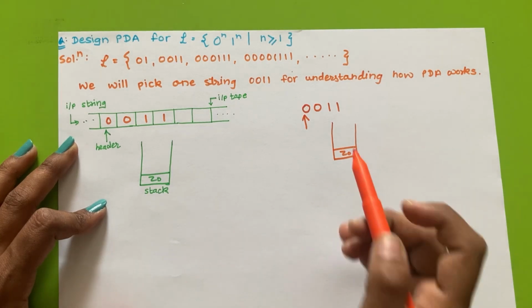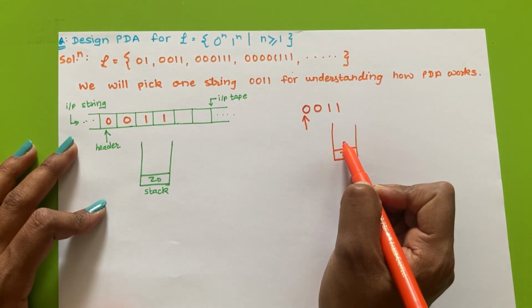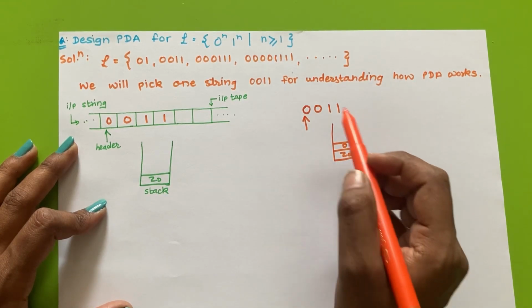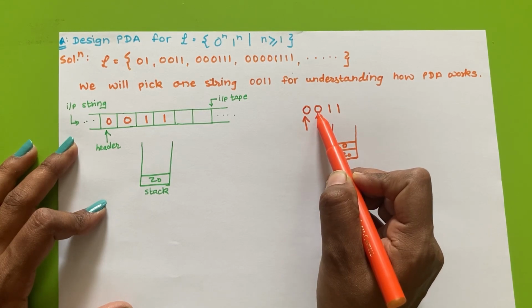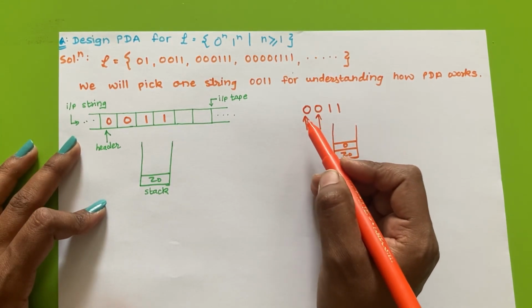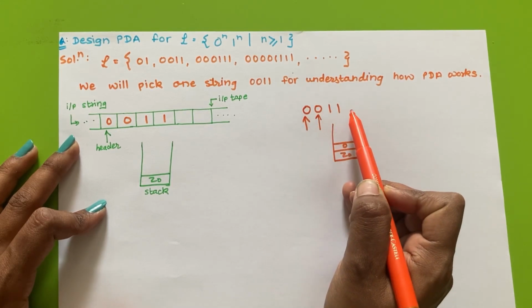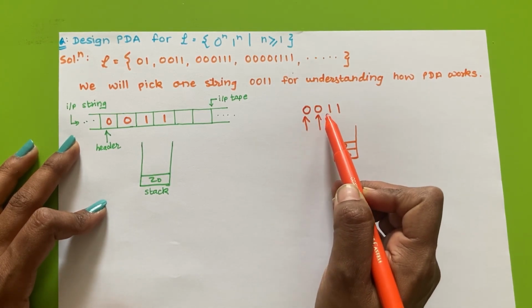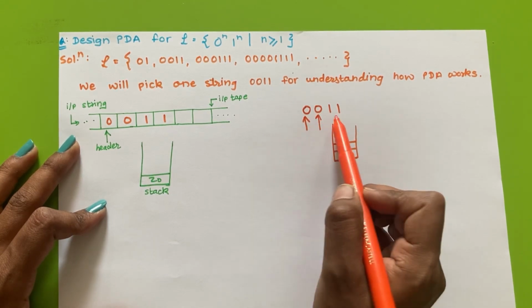Same is the case here. First I read this input, then I push 0 onto the stack, and then I move the head right by one cell. Now my head is at the second 0, which means I have finished reading the first 0. I want to check that the number of zeros equals the number of ones, and that all the ones appear after the end of all zeros, so there is no interleaving of zeros and ones in the string.